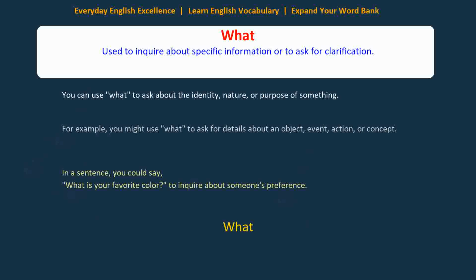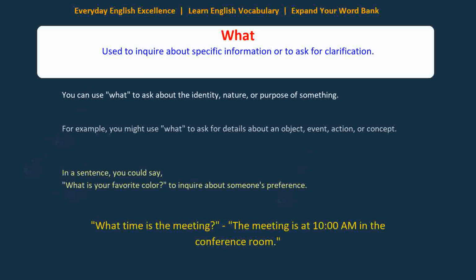Now, let's practice some phrases. Repeat after me. What time is the meeting? The meeting is at 10 a.m. in the conference room.